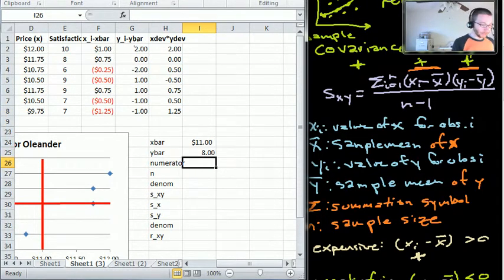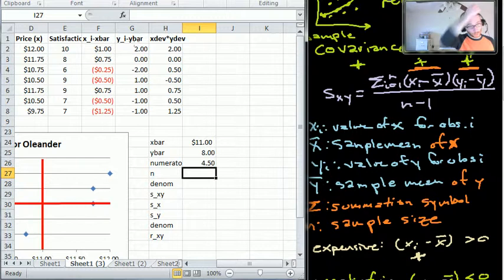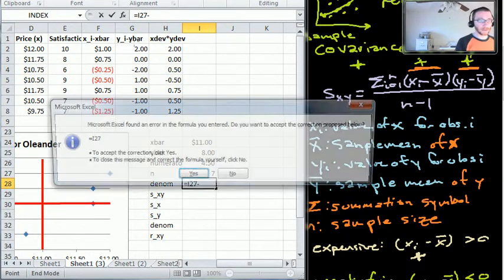And that sum is going to be my numerator. Right? Because I have all the products, we add these up for i equals 1 to n, and 4.5 is my numerator. Now I need to divide by n minus 1. So what's n? Well, n is the number of observations that I have. You can use the count formula to get those, or I could just count. It's 7. My denominator is going to be that minus 1.